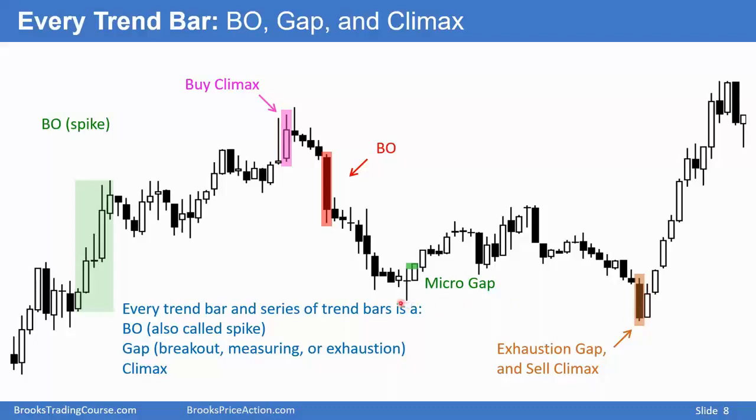Big bear breakout below this low, below all of these lows, but immediately reversed up. The gap between this close and that low closed over here. And therefore, this bear breakout, this bear trend bar, is also an exhaustion gap.